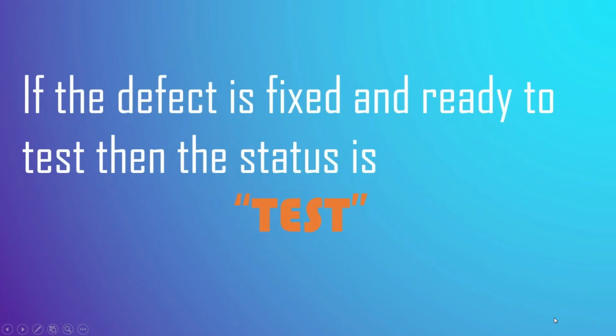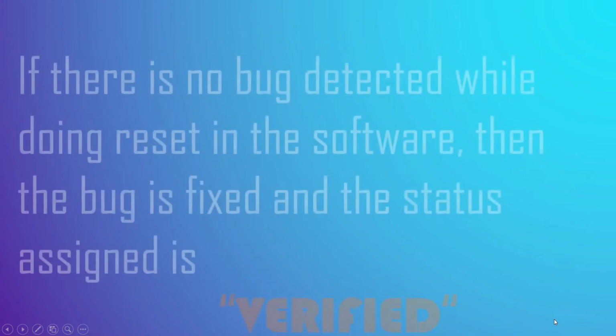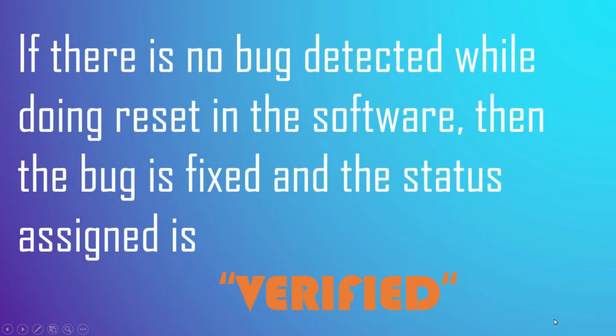Test. If the status is test, it means the fault is fixed and is ready for the tester to test whether it is fixed or not. Verified. The tester retests the bug after the developer fixed it. If there is no bug detected in the software, then the error is fixed and the status assigned is verified.